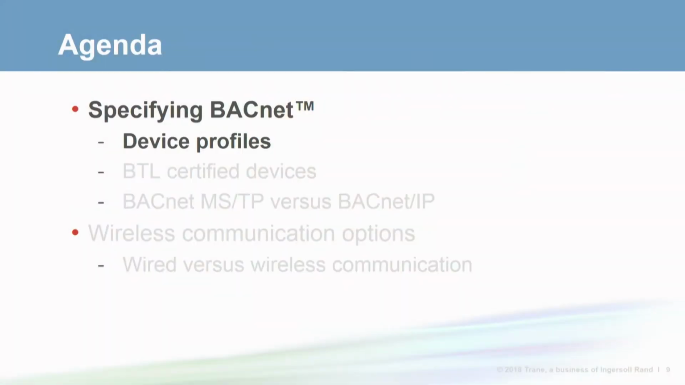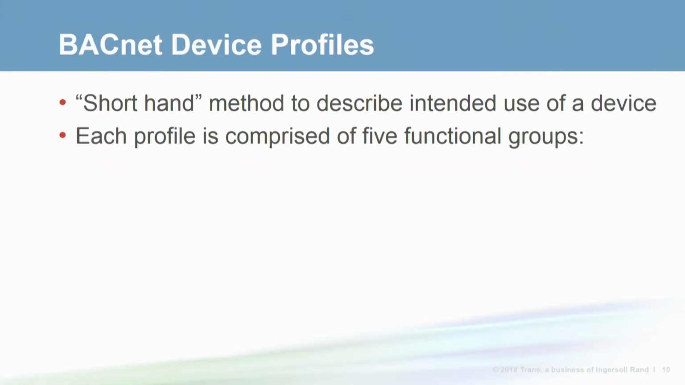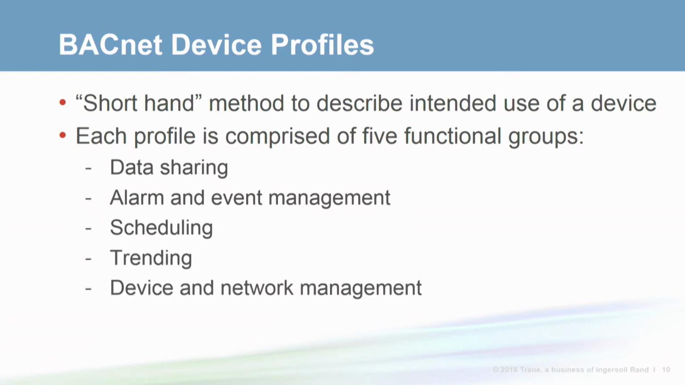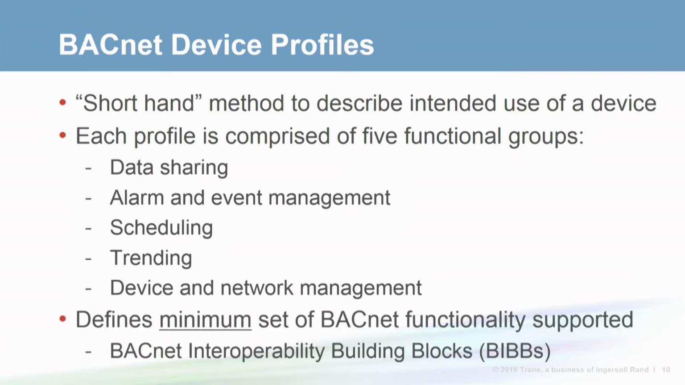So our goal today is to help you understand a little more about BACnet and what items to specify so that you can do this. We'll start by introducing the concept of BACnet device profiles. A device profile is an easy way for an engineer to define the overall scope of the device's functionality. Each profile is comprised of 5 functional groups: data sharing, alarm and event management, scheduling, trending, and device and network management.